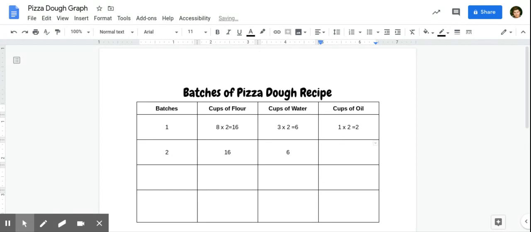So I'm going to go ahead and type that down here. So I have 16 cups of flour, I have 6 cups of water, and I have 2 cups of oil. And that is for 2 batches. But what if we wanted to make 3? What if we wanted to make 4? Well, that's what I'm going to let you guys figure out.